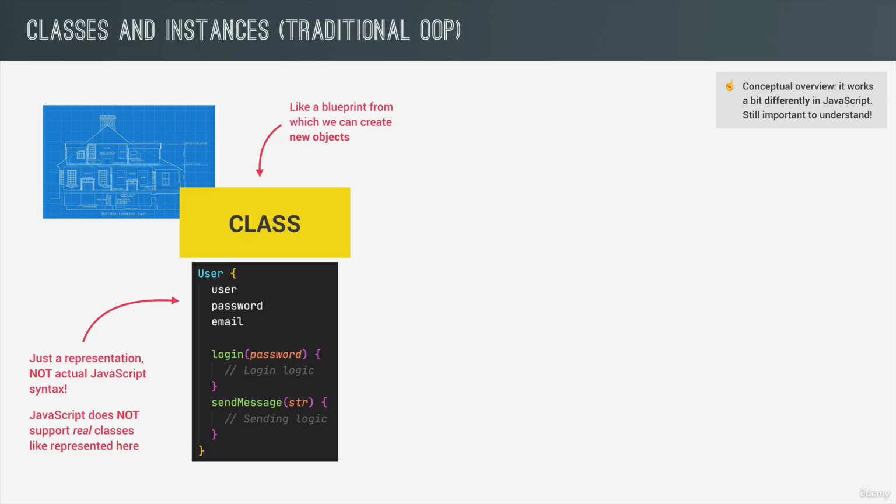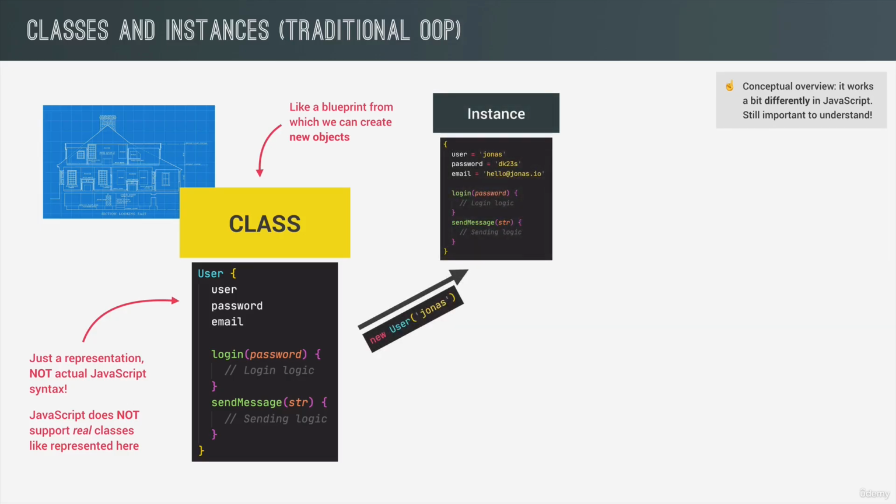On the other hand, we then have the behavior that is associated with the data. And in this case, that's just a login method and a method to send messages. So just like we learned in the last slide, this class has everything related to a user. So data and behavior all packed into one nice self-contained block. But now let's use this class and actually create a new object from this class.